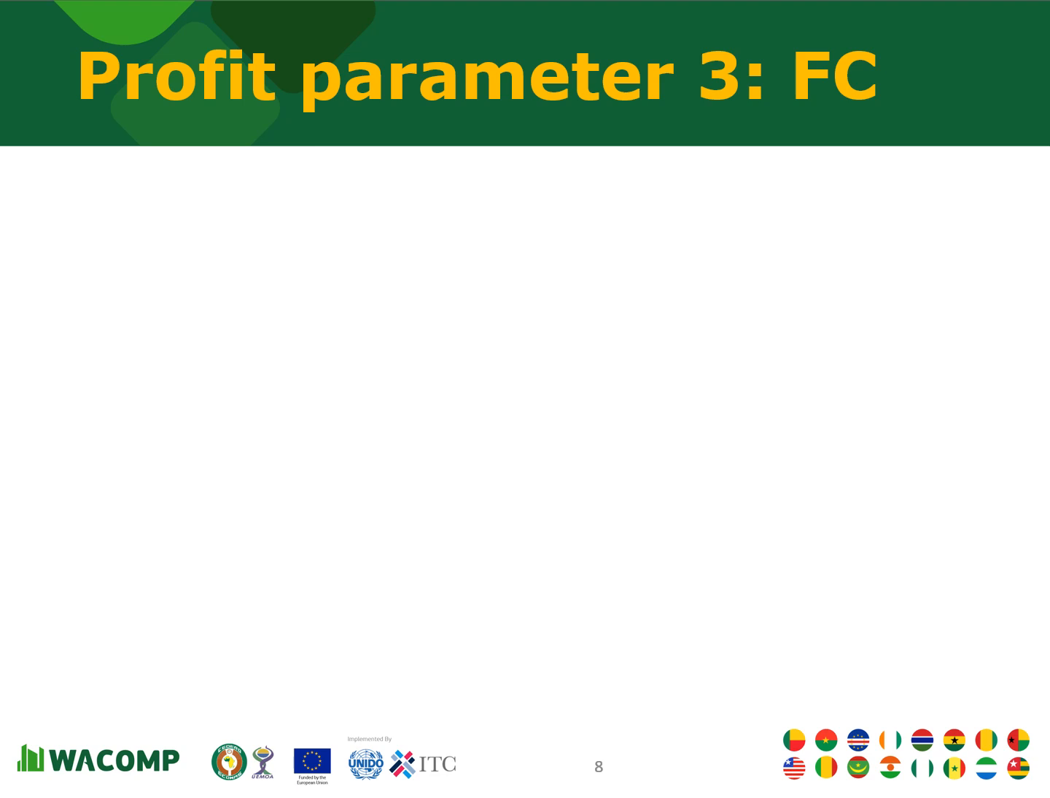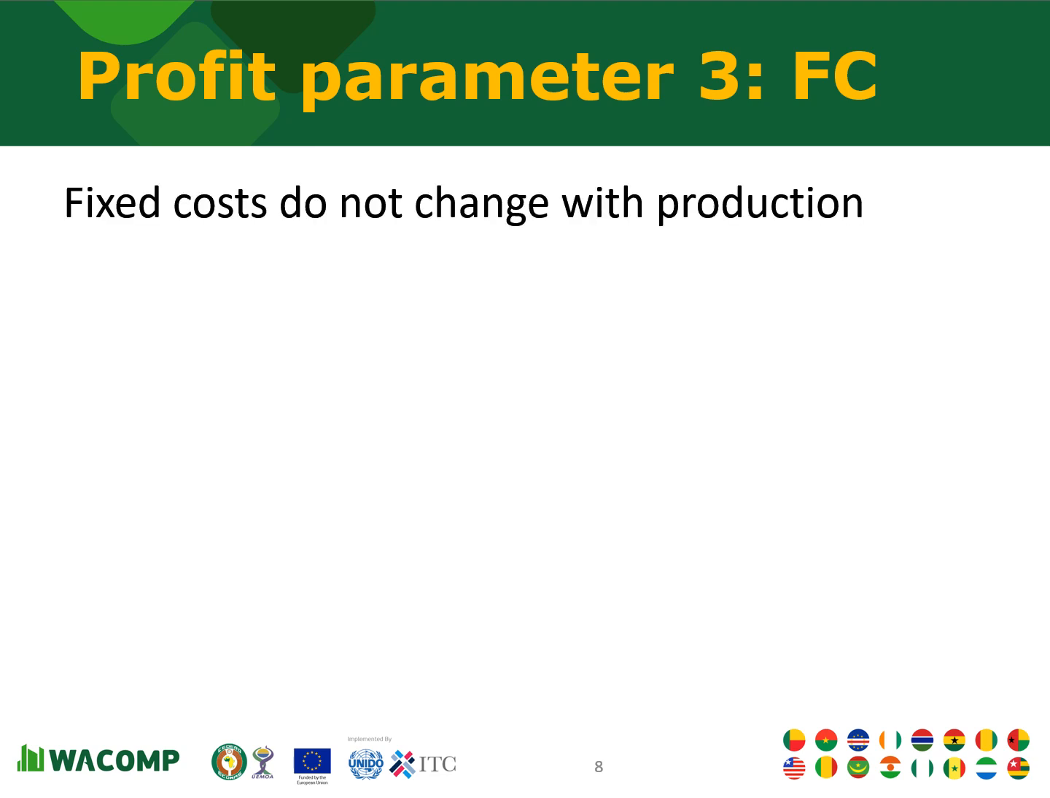Parameter number 3 is FC, the fixed costs. They don't change with production. They are fixed per period. So when you produce more or less in a certain month, your fixed costs will remain the same. They do not fluctuate with Q. I think that is clear.